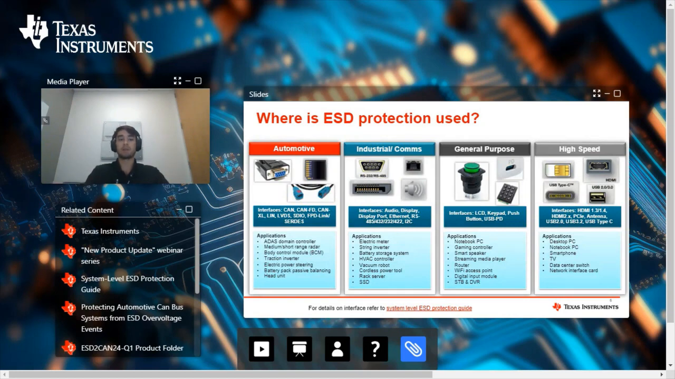So where is ESD protection used? ESD protection devices are used in almost any application, and the main entry point for ESD across most of the applications here is exposed interface connectors. These are just some examples of common interfaces that need protection across these, and a way to break out our portfolio and different interfaces that we protect. But you will see interfaces such as USB or Ethernet across many of these applications.